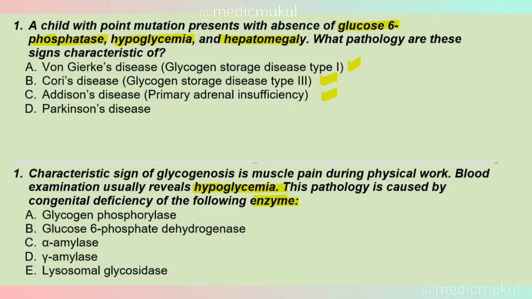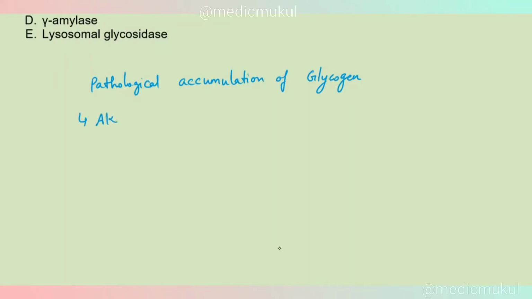Okay, so let's start from our disease, glycogen storage disorder. Glycogen storage disorder, what does it mean? It means there is a pathological accumulation of glycogen. In this disorder, there is a pathological accumulation of the glycogen or metabolic products of glycogen. Also remember we call it dextrinosis, and we also call it glycogenosis.